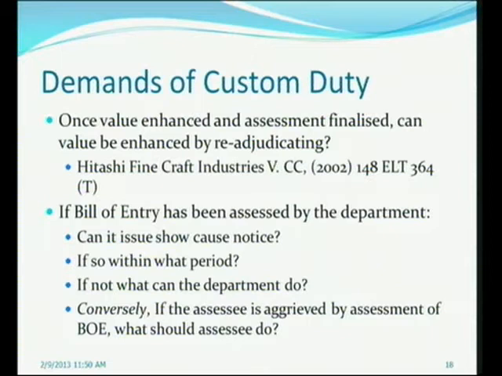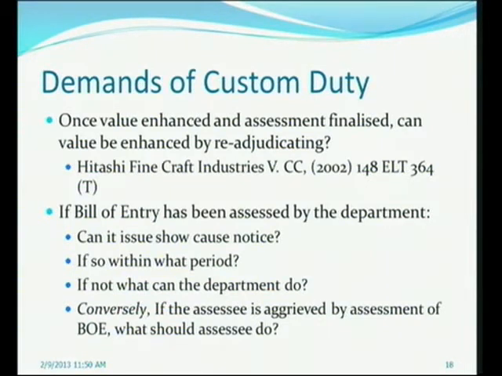What is the order over here? First point over here. Can the department issue a show cause notice? It can issue a show cause notice, within 1 year and 5 years. Now, what about a speaking order? Is it necessary that the department must issue a speaking order?